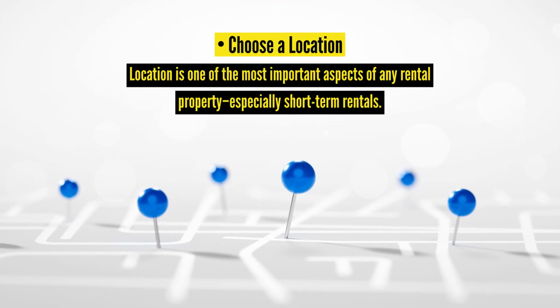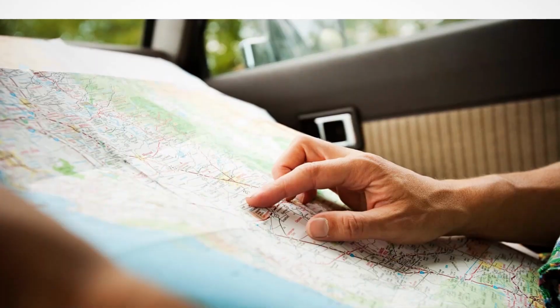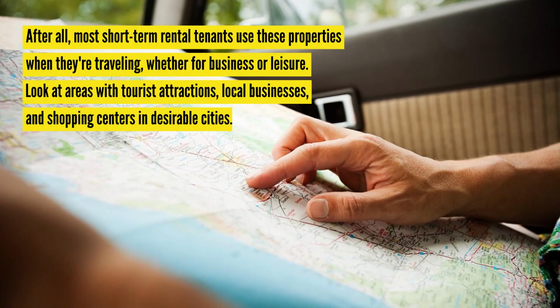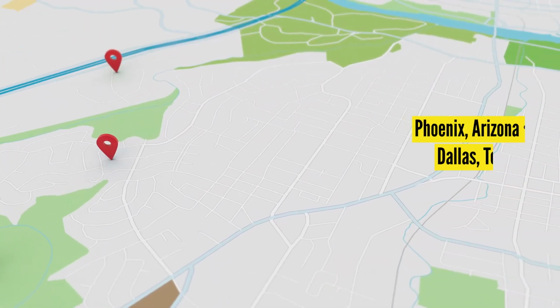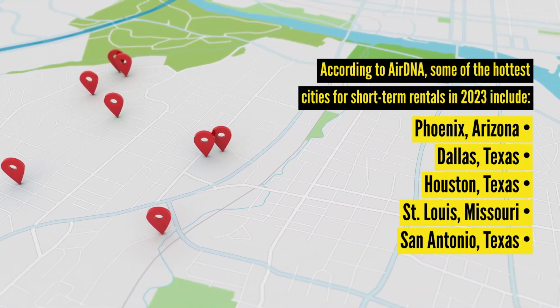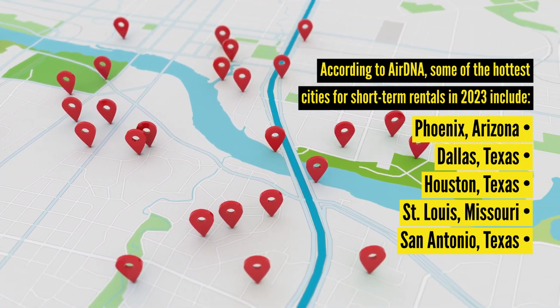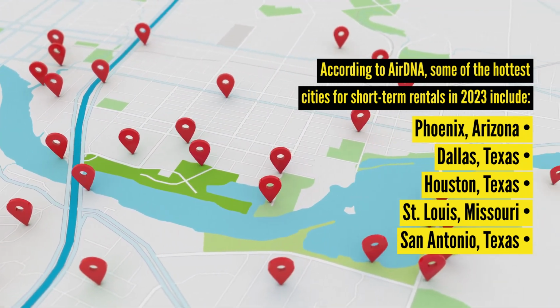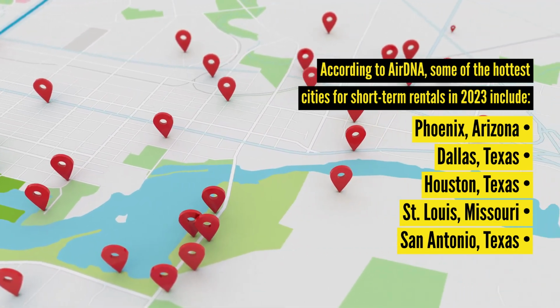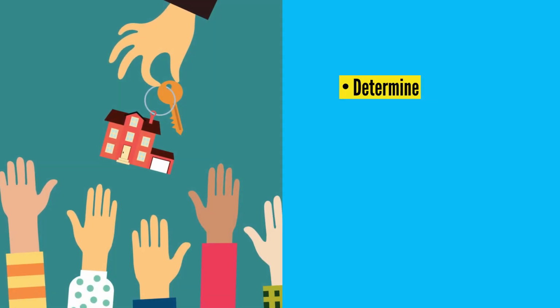Choose a location. Location is one of the most important aspects of any rental property, especially short-term rentals. After all, most short-term rental tenants use these properties when they're traveling, whether for business or leisure. Look at areas with tourist attractions, local businesses, and shopping centers in desirable cities. According to AirDNA, some of the hottest cities for short-term rentals in 2023 include Phoenix, Arizona, Dallas, Texas, Houston, Texas, St. Louis, Missouri, and San Antonio, Texas.